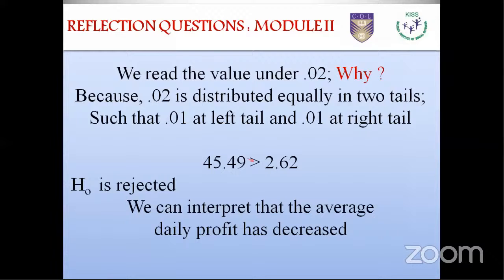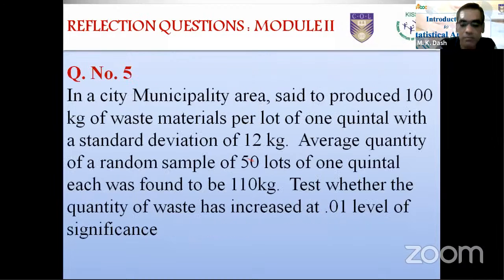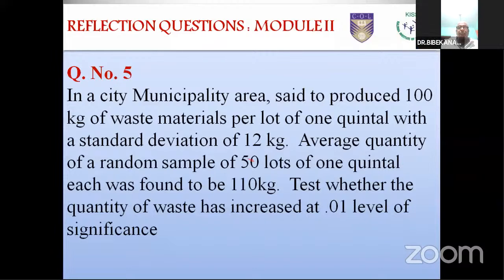The null hypothesis states that there is no difference, but as per our calculation and analysis, we find that the null hypothesis is rejected. We are not going to accept the null hypothesis. So we interpret in this way that the daily profit has decreased. So this is question number 4.